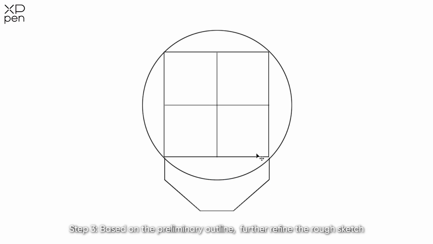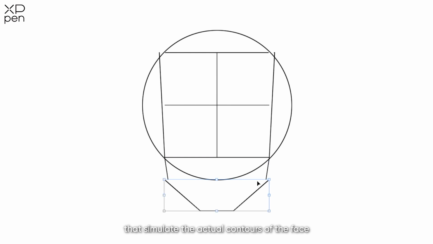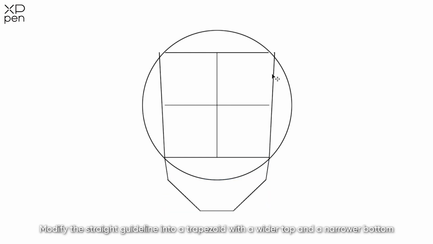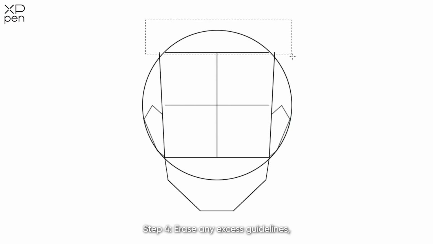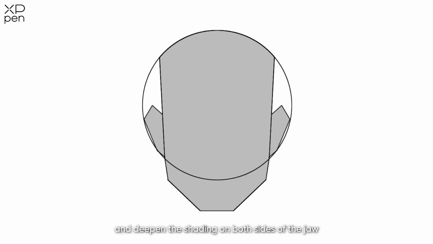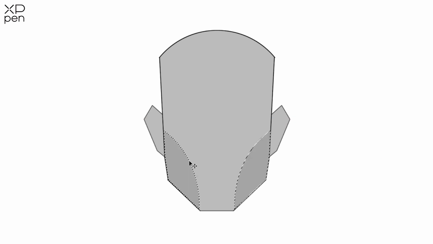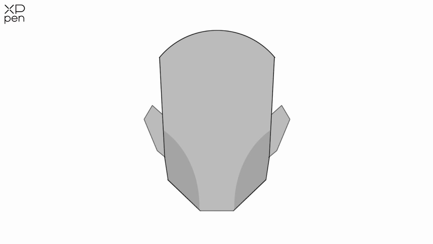Step 3. Based on the preliminary outline, further refine the rough sketch. In this step, adjust the vertical rigid guidelines to angled lines that simulate the actual contours of the face. Modify the straight guideline into a trapezoid with a wider top and a narrower bottom, and then add the contours of the ears on both sides. Step 4. Erase any excess guidelines, fill in a gray base color, and deepen the shading on both sides of the jaw to create a 3-dimensional, clean, and concise frontal view of the character's head.